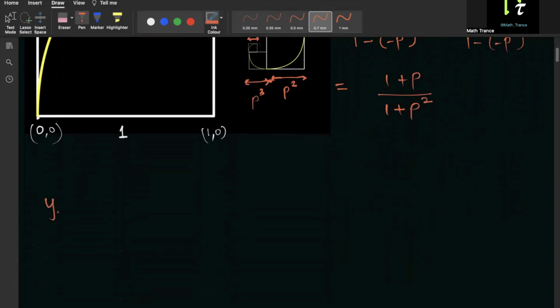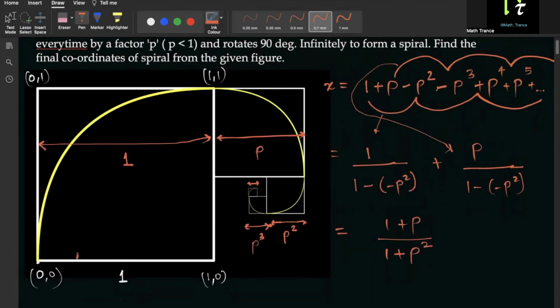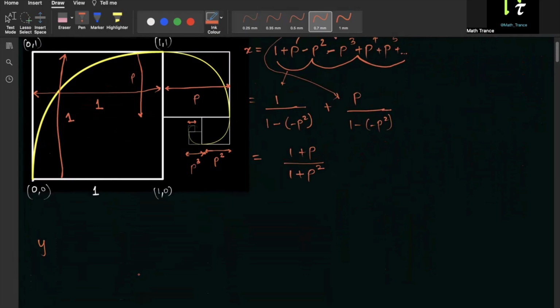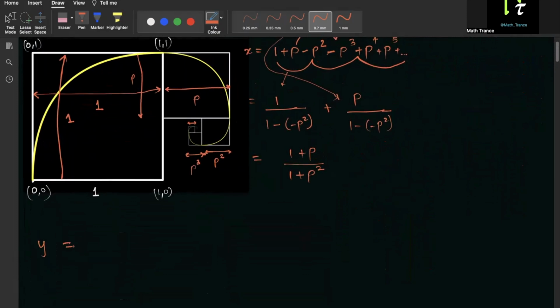Similarly, for the y coordinate, we can see that first, this is 1 unit, which is being added. Then p unit is subtracted. So now, let me resize it a bit so that you can see this. So now y is 1. Then first unit subtracts. Next unit also subtracts. This square p, this is of length p square. This also subtracts. Next is this length.